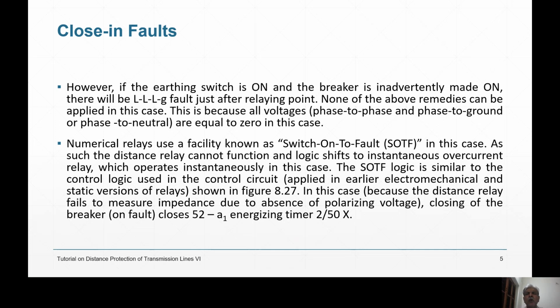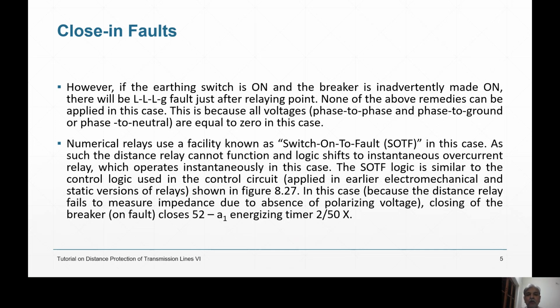Triple line to ground fault immediately after relaying point, and that is the only possibility that the earthing switch is on and the circuit breaker is inadvertently made on. That is the problem. Then the relay will fail to operate. And then you have to forget the distance relay.